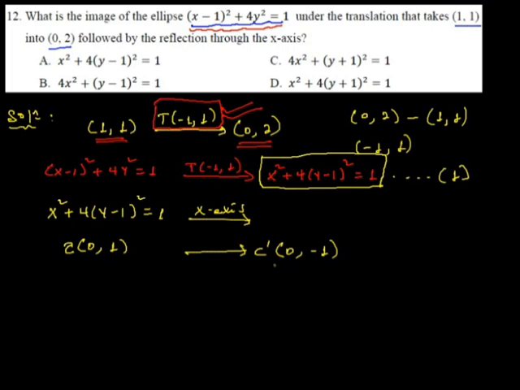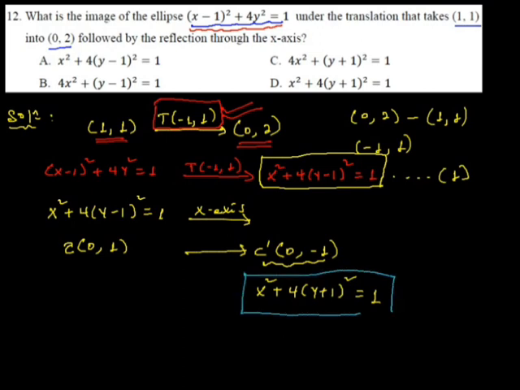So the equation of the ellipse with this center will be x squared plus 4 into (y plus 1) the whole squared equals 1. This one is the image of the given ellipse, which is obtained by translation followed by reflection. So our answer for this problem will be C.